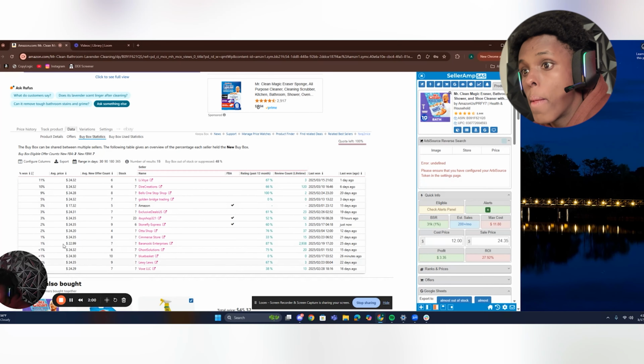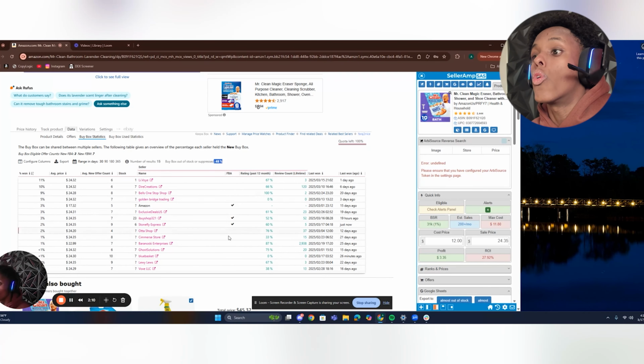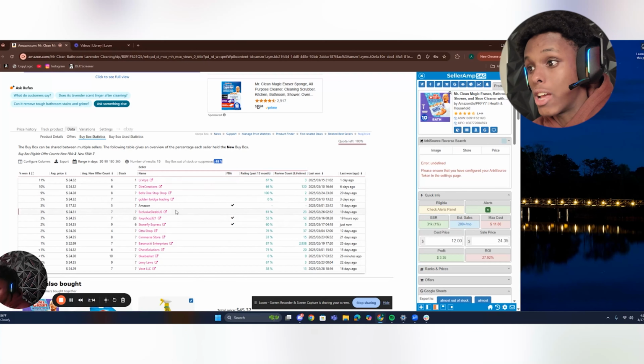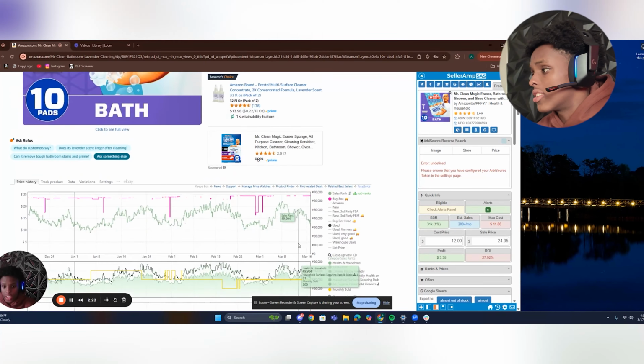So it's shared, but the thing is, right, this is only 50% of the pie, because buy box is suppressed 48% of the time. So we're only working with 50% over here. So we have 11, 10, 9, 5, 3, 3. Amazon's on this listing, but Amazon has only been on here for 3% of the time. This listing, it looks good.